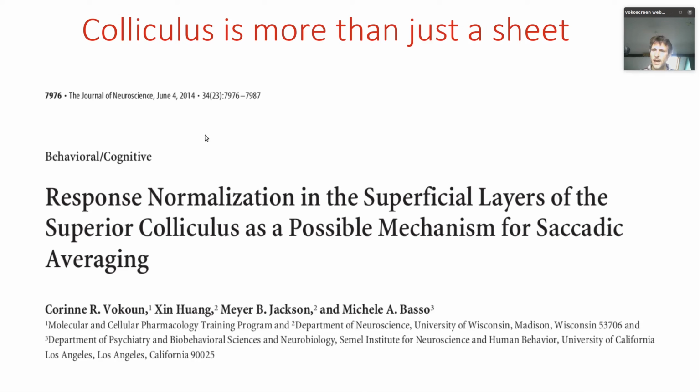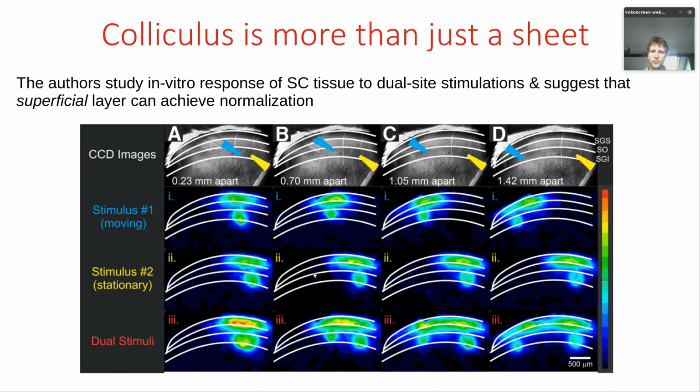So this is a follow-up paper that was published. It was the same first author, same group, Michele Basso's group. It was published about 3 years later. And they do some fitting to suggest that in the superficial layers of the colliculus, they're seeing a normalization process. And they think that there's actually a saccadic averaging process going on in the superficial layers.